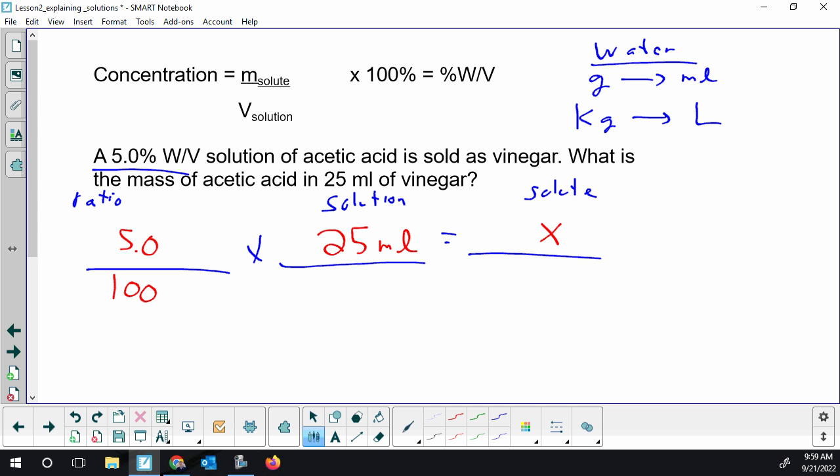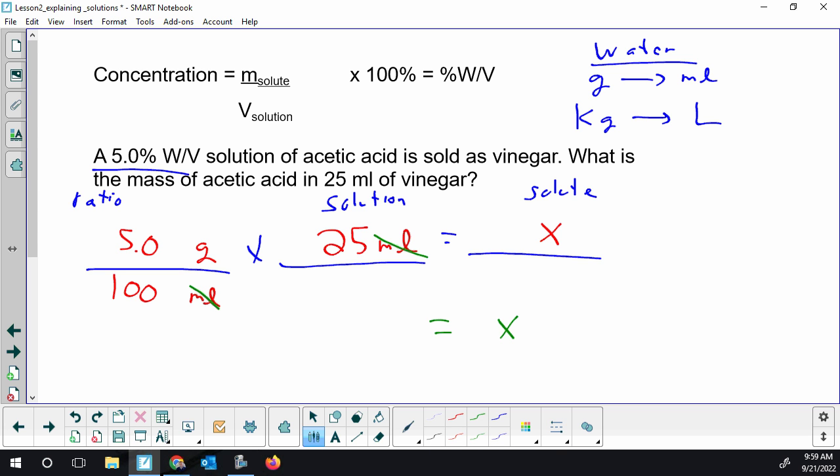So we have milliliters of solution, so I want to use grams and milliliters. If I can make my units match, I won't have any conversions to worry about at the end. So 5 grams out of 100 mils is 5%, 25 mils. And our solute is all by itself. There's nothing to rearrange here. Okay. I've set this up so that the units of solution match the units in our ratio. So all that's left is grams.